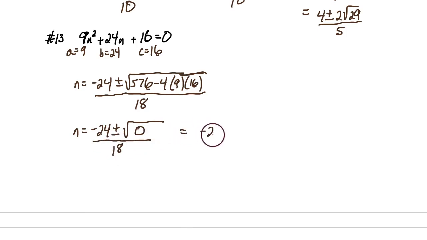So we have negative 24 all over 18, which is a reducible fraction. Top and bottom both can be divided by 6. So we get negative 4 over 3. This is interesting. This quadratic equation has only one solution. The other ones we were doing had 2 answers. Remember that plus minus symbol? So it looks like when the expression in the square root turns out to be 0, that forces our equation to end up with only one possible solution.